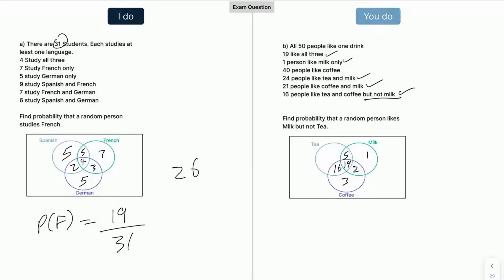And now altogether in the question, there's 50 people. If I add all of this together, it gives me 46. So that means a 4 must be in there because we've been told all 50 people like at least one drink.